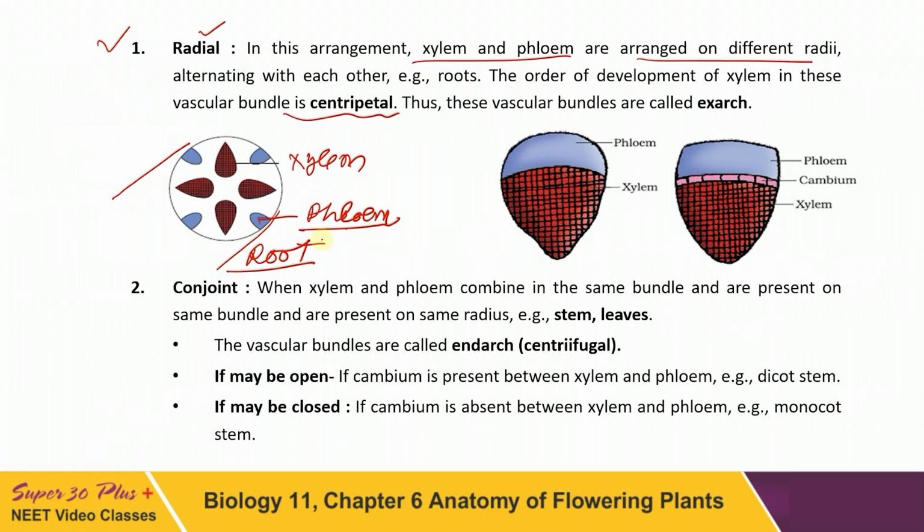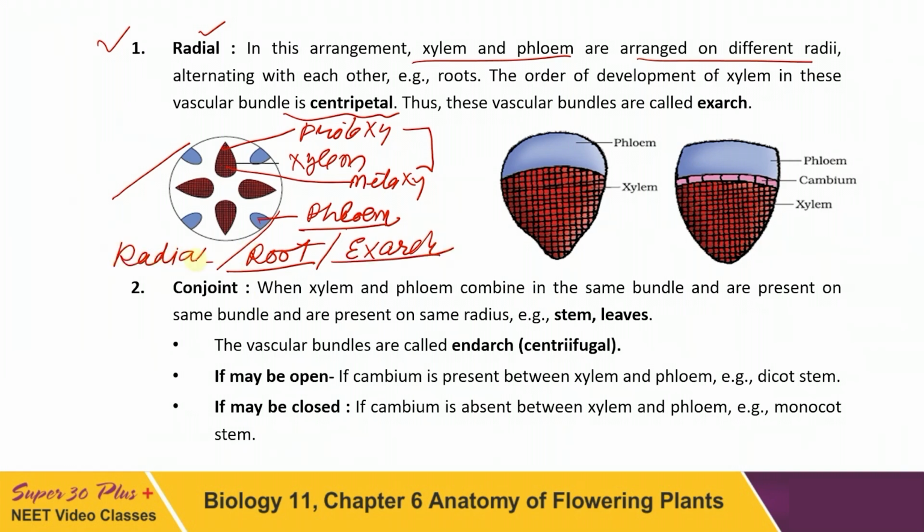One more thing about this radial vascular bundle, what are you seeing here? If this is the xylem, this one is protoxylem and this one is metaxylem. Can you recall? Protoxylem is towards the periphery. Therefore, the vascular bundle will be known as exarch. Is it right? So you have to concentrate now. In root, the vascular bundle is radial, and the xylem will be exarch here. Okay. Come to the next, the conjoint vascular bundle.